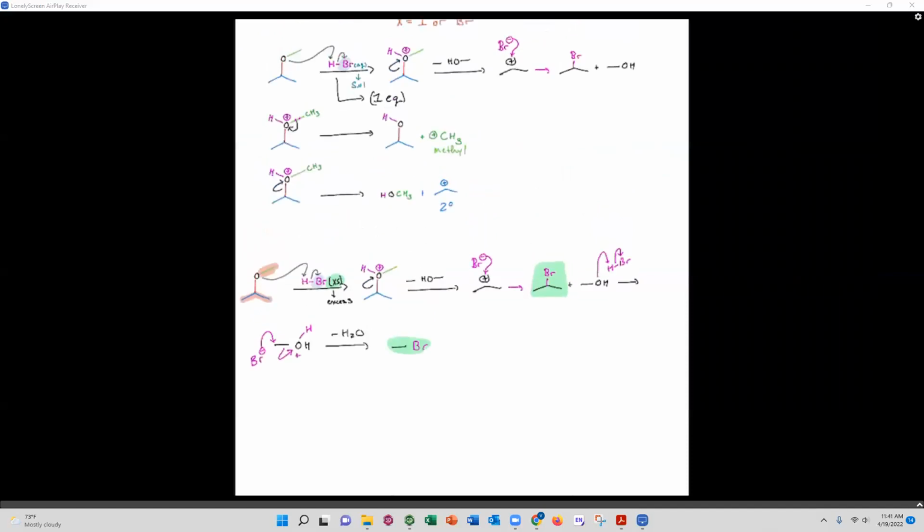So on the exam, if I don't say excess, then it's implied that it's one equivalent. If I do give you excess, then of course you make both products. And keeping in mind, what is ever lurking in the background here? The aqueous solution. So always assume SN1 is going to happen first.